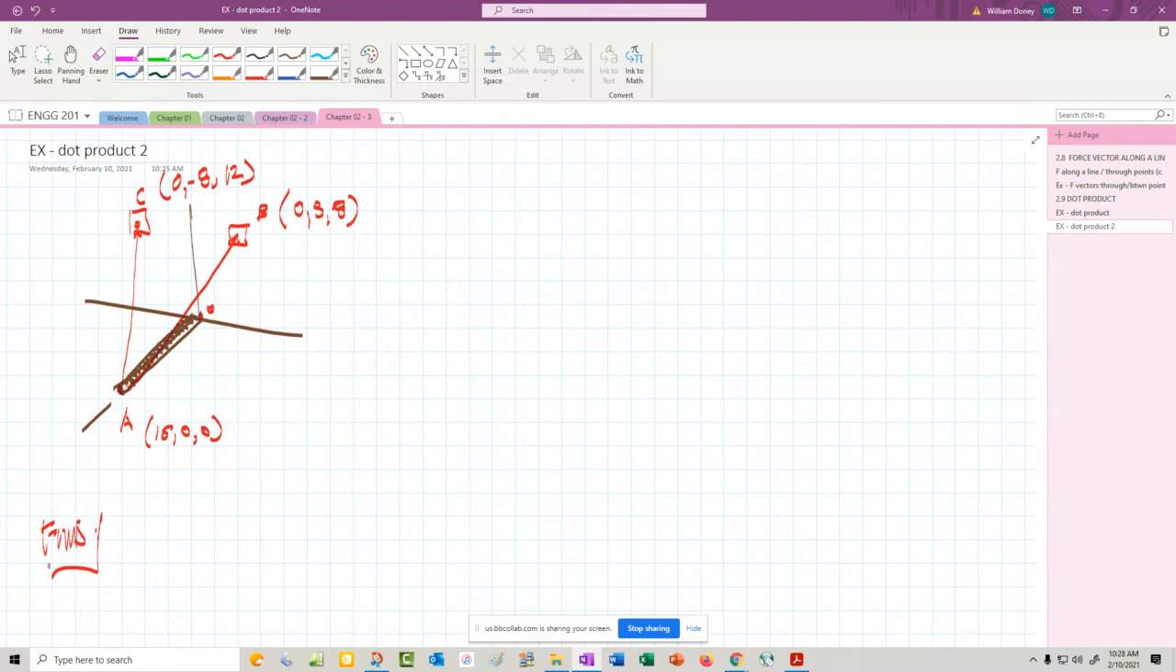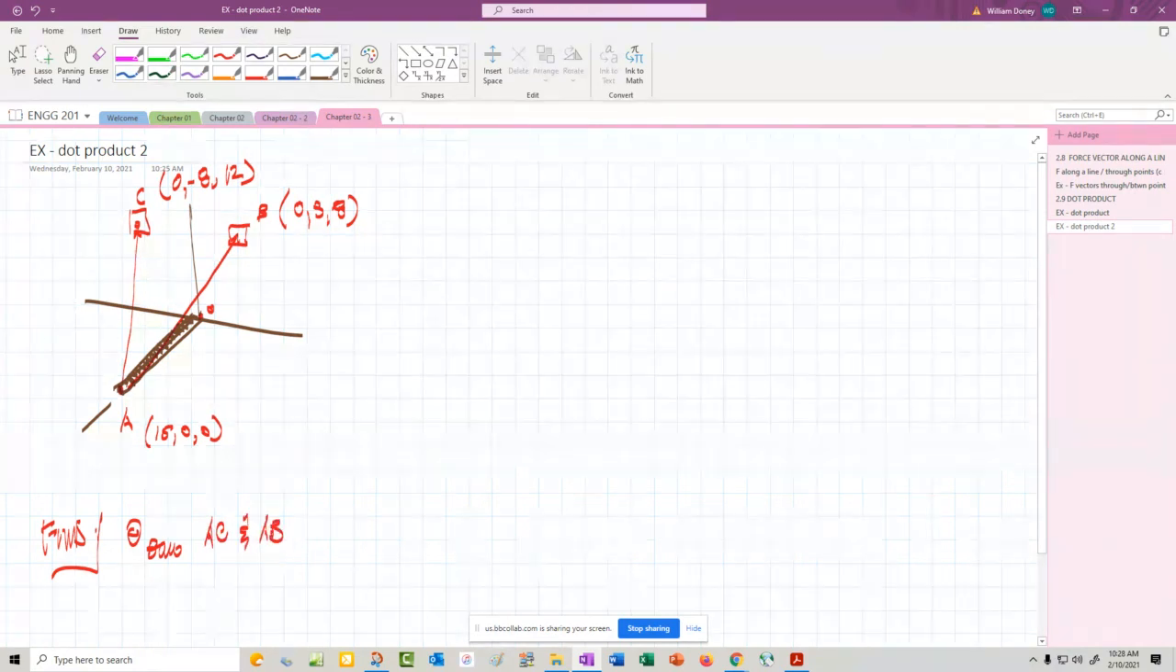All right, so we're going to solve this. Let's find the angle between AC and AB. Okay, angle between. We'll call that theta. We're finding the angle between those two forces. There's force 1 and force 2 over here. You can't really see because it's right over the pipe.